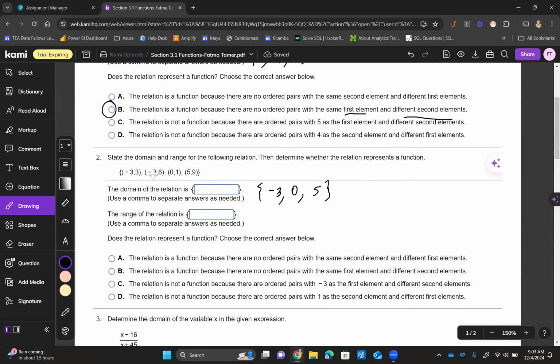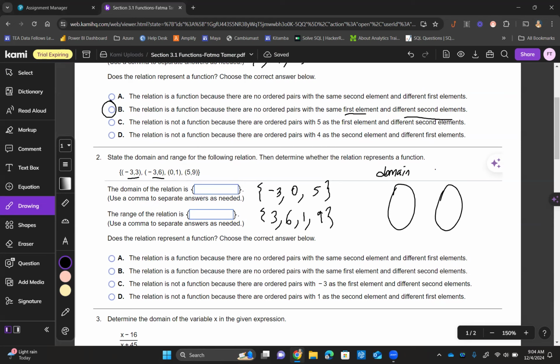Range values will be obtained from the y values. So the first y value is 3. The next y value is 6. The next y value is 1. And the final y value is 0. What we noticed here is that the first and the second ordered pair have the same x value. They both have this. So this is domain, and then this is range.